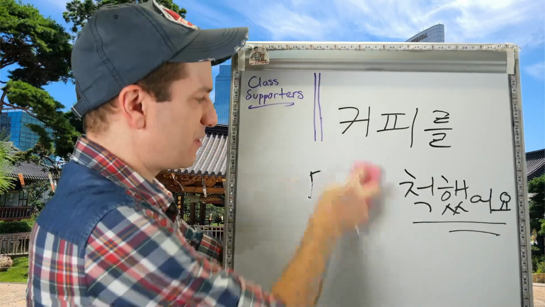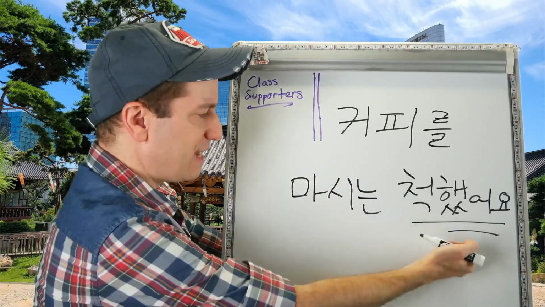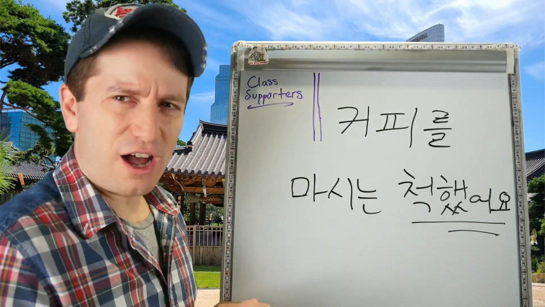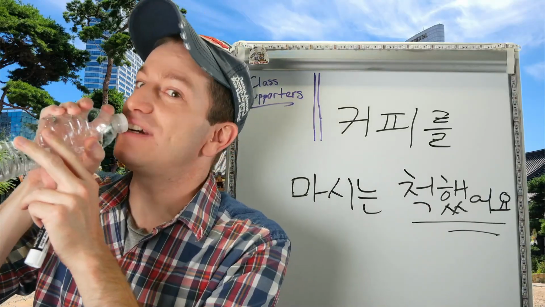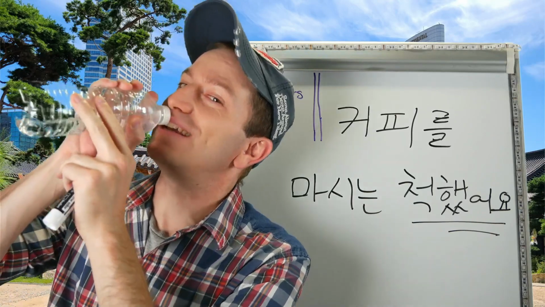How would this be different though if we said this? 마시는 척 했어요. I pretended to be drinking coffee. So I pretended to be drinking coffee. That would be like this. You're holding up a tumbler and you're like, this coffee sure is hot and coffee-like. Wow, it's so strong, like real coffee.